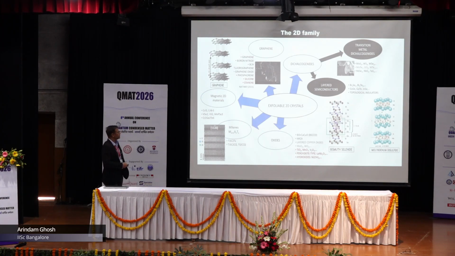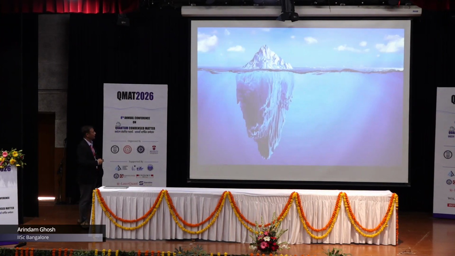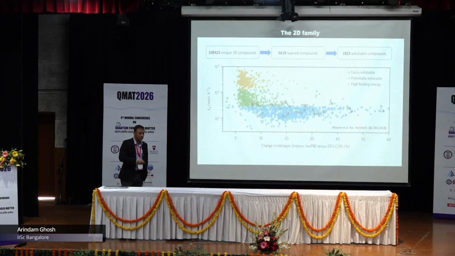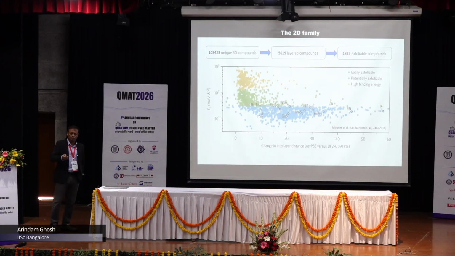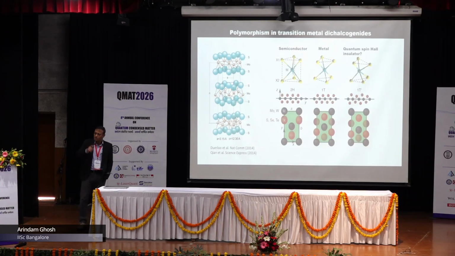Okay, good. So with this class, we found that we are still at the tip of the iceberg. In principle, as far as the calculation is concerned, there could be about 1,825 exfoliable compounds, because of the weak interlayer interaction, of which we have probably seen about 40 to 50. In addition to that, polymorphism is one of the most important aspects.